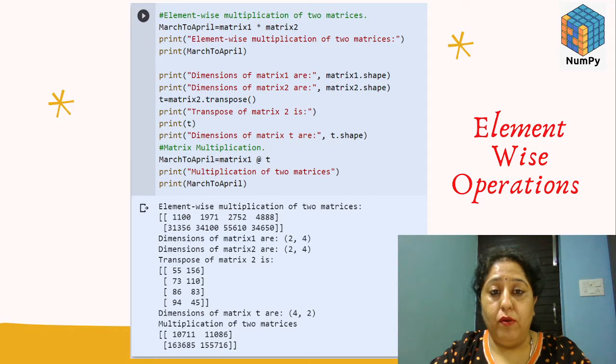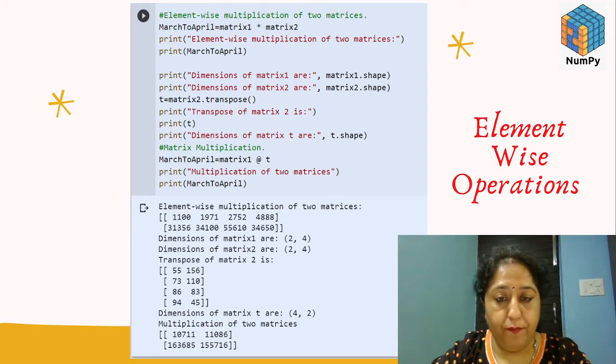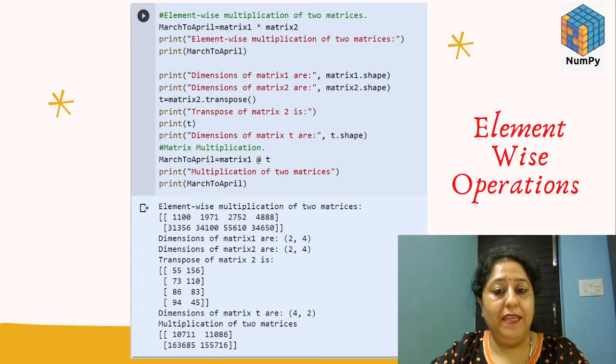We need to do matrix multiplication. Let us first check the shape of these matrices. When we see the shape of these two matrices, we find that the shape of matrix 1 is 2, 4 and the shape of matrix 2 is also 2, 4. That means multiplication is not possible. In order to multiply, we have to change the shape of the matrix to 4, 2. That means we need to transpose the matrix.